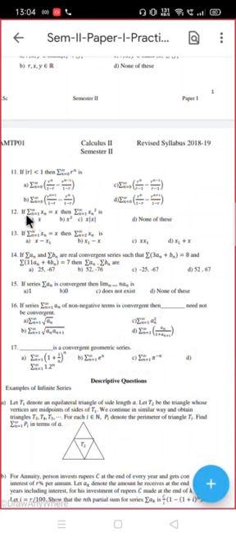Okay. 12th one, somebody was asking for the 12th one. Summation of xn is x. Then what can you say about summation of xn square? Do you have any answer?